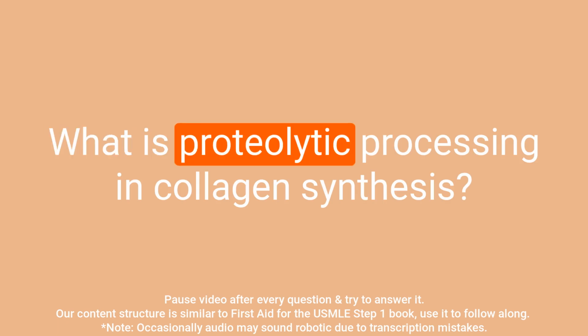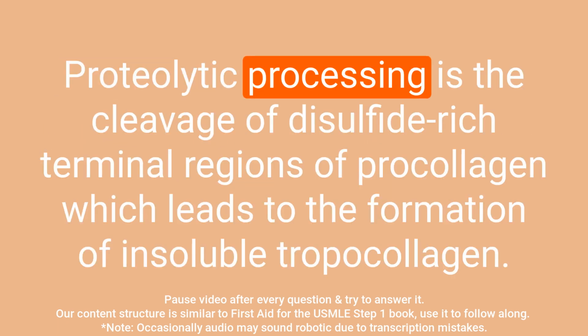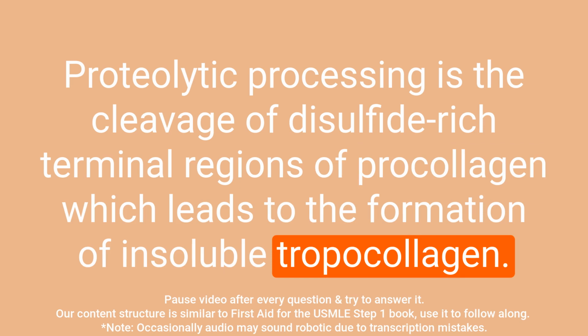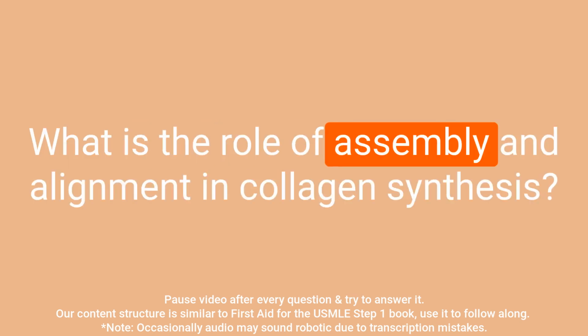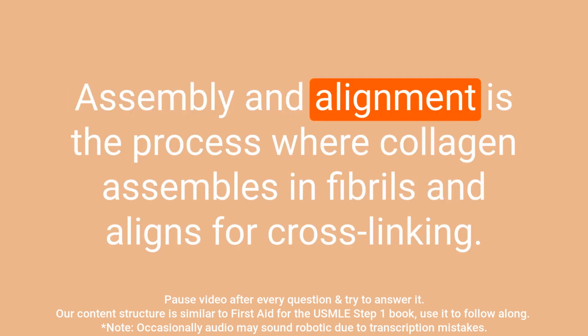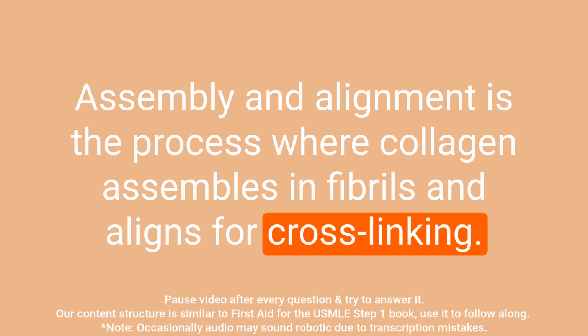Question: What is proteolytic processing in collagen synthesis? Answer: Proteolytic processing is the cleavage of disulfide-rich terminal regions of procollagen, which leads to the formation of insoluble tropocollagen. Question: What is the role of assembly and alignment in collagen synthesis? Answer: Assembly and alignment is the process where collagen assembles in fibrils and aligns for cross-linking.